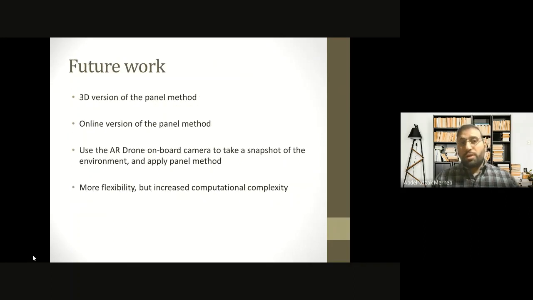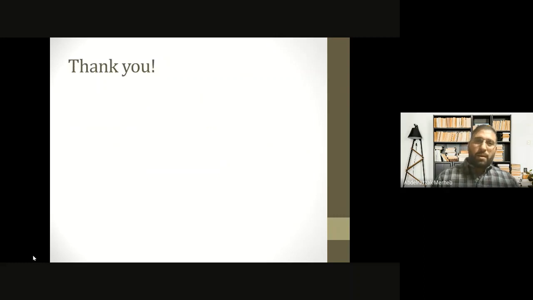As future work, a 3D version of the panel method is essential, and an online version of this method is very important. But I think we will have some flexibility problems because the onboard PC on the drone is not very fast. Thank you very much.